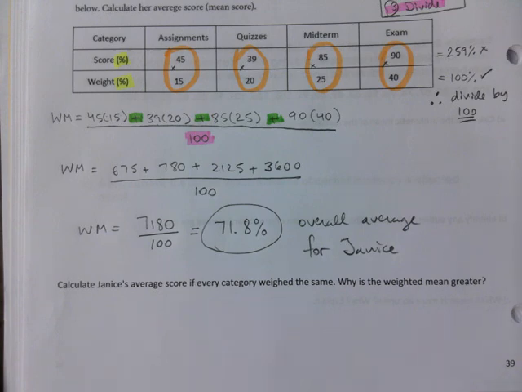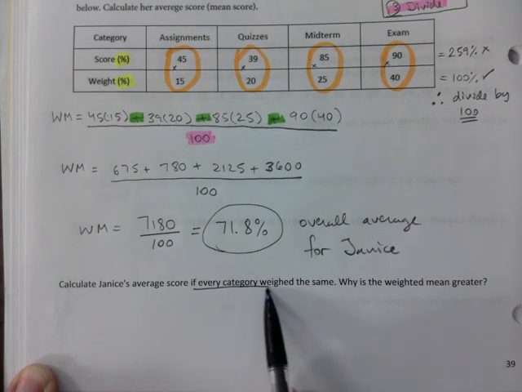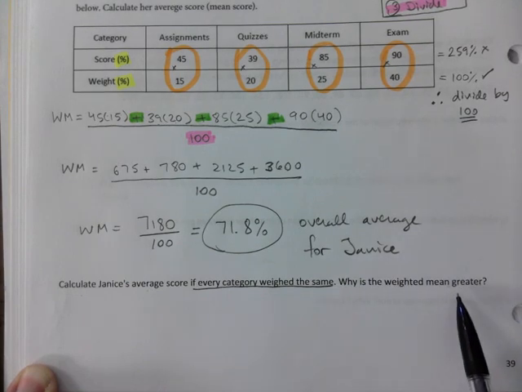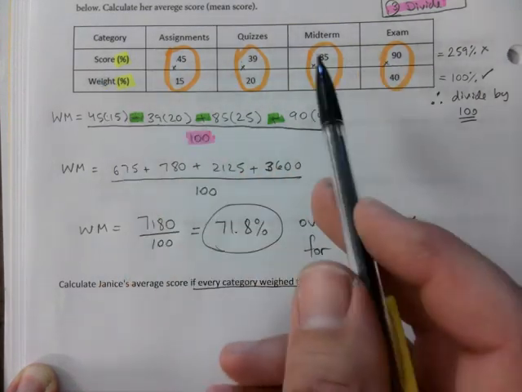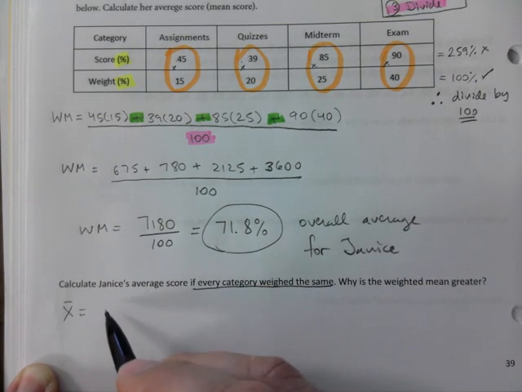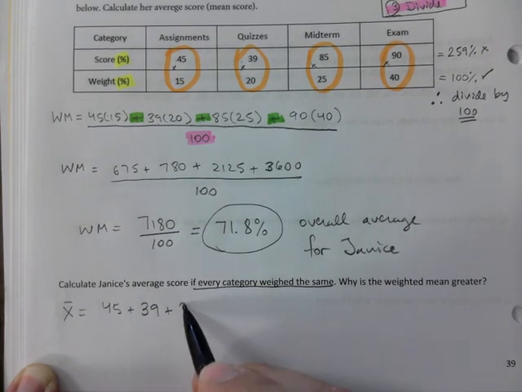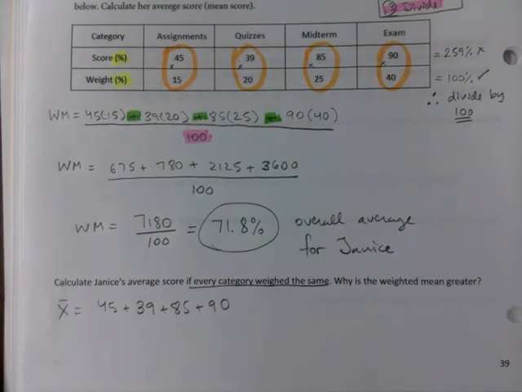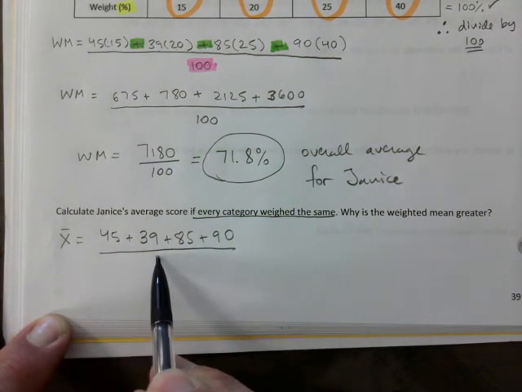Okay. Next, calculate Janice's average score if every category weighs the same. Why is the weighted mean greater? So if assignment, quiz, midterm, they're all considered the same, we basically ignore the weight. So we would just go 45 for assignments, 39 for quizzes, 85 for midterm, and 90 for exam. So you'd literally just add those up and then divide by 4, right? That's it.